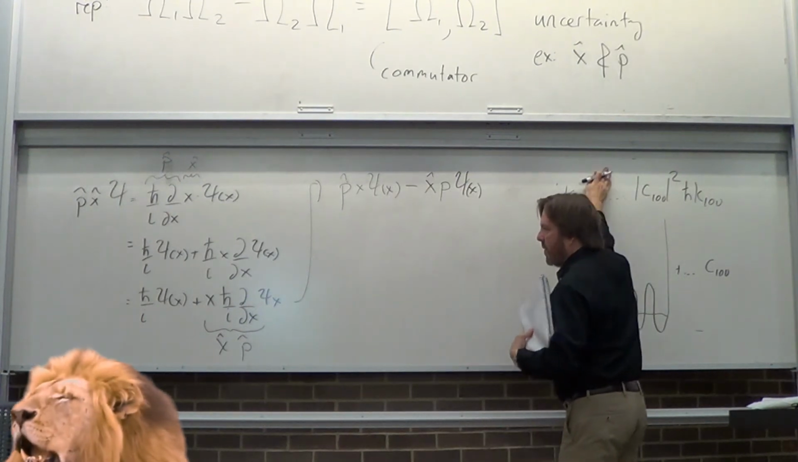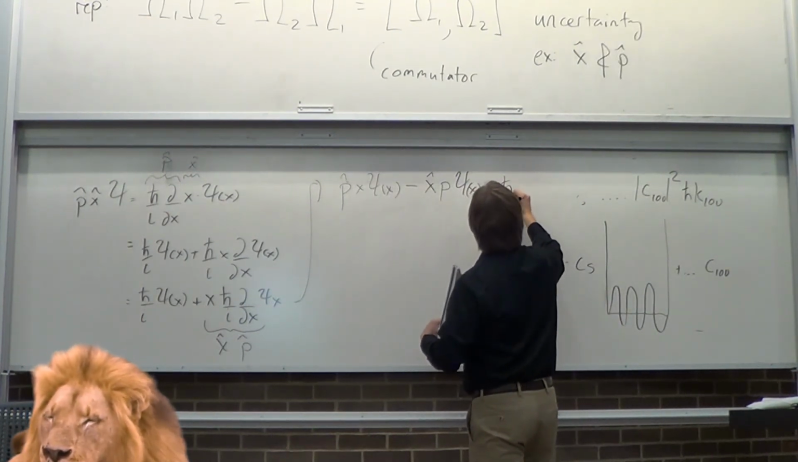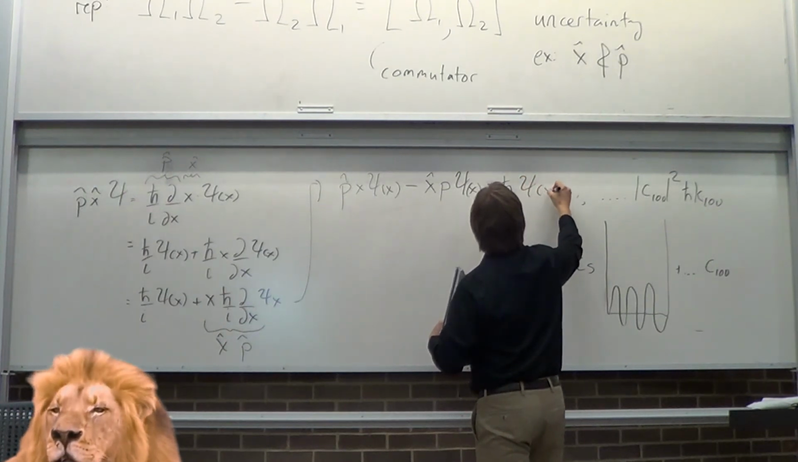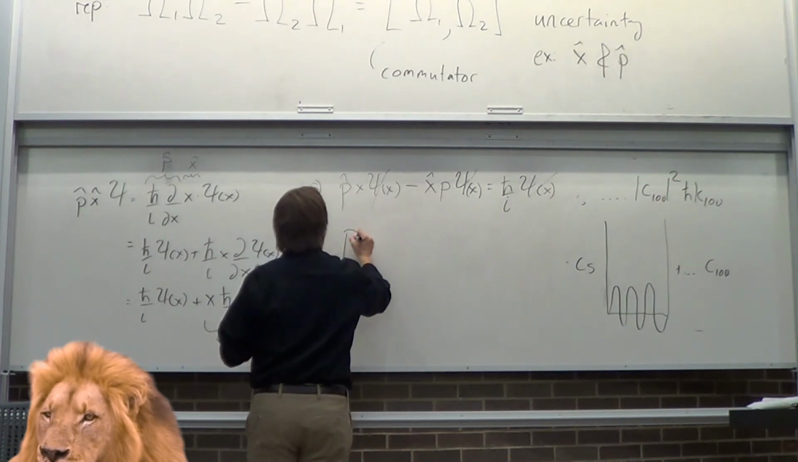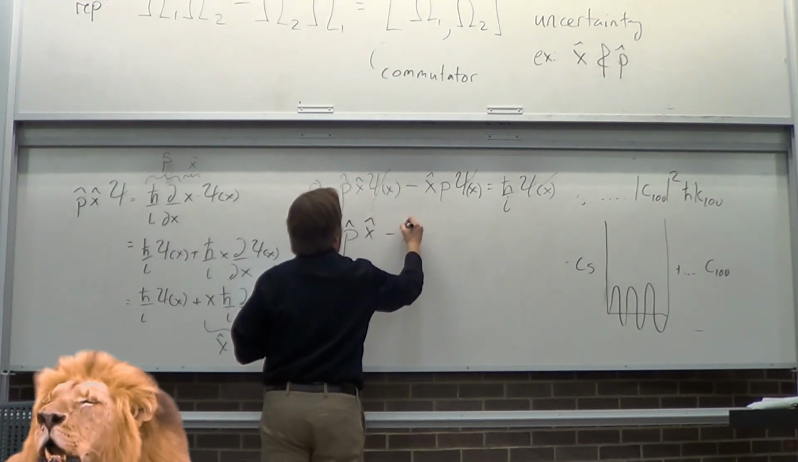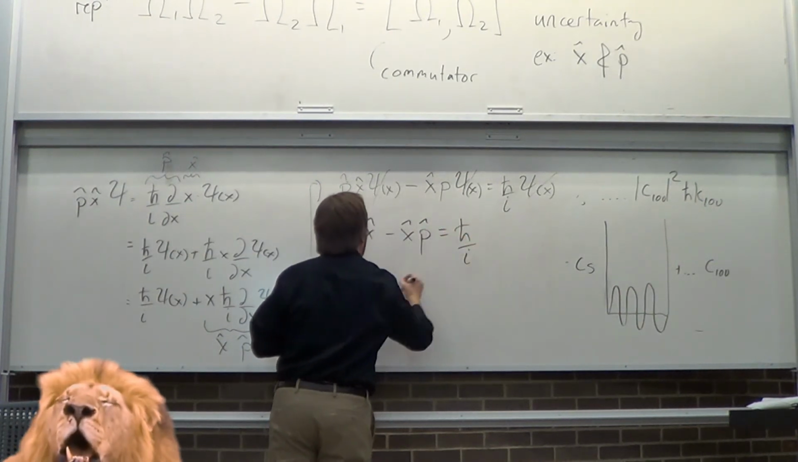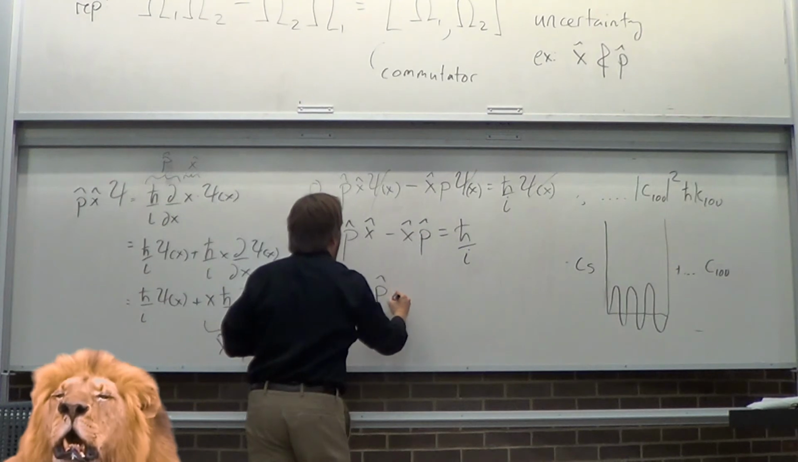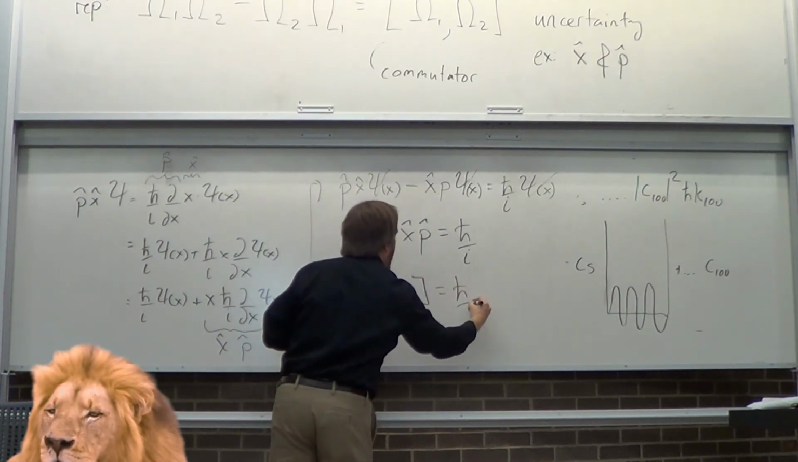And what's left over is that last bit, h bar over i psi of x. Okay, now what you can do is you can cancel all the psi of x's, and look what you got. px minus xp is h bar over i. Or the commutator of p and x is h bar over i.